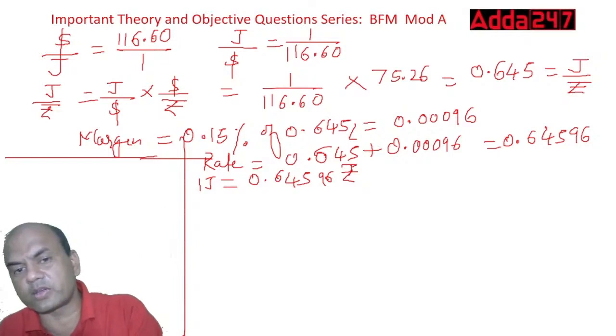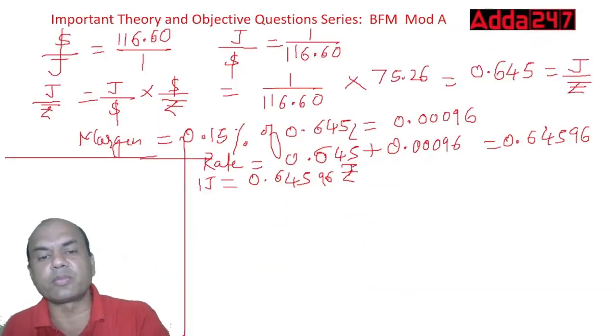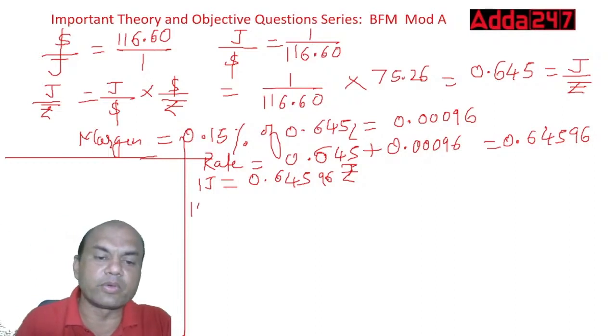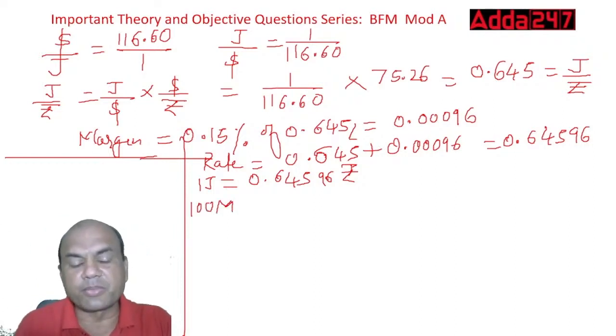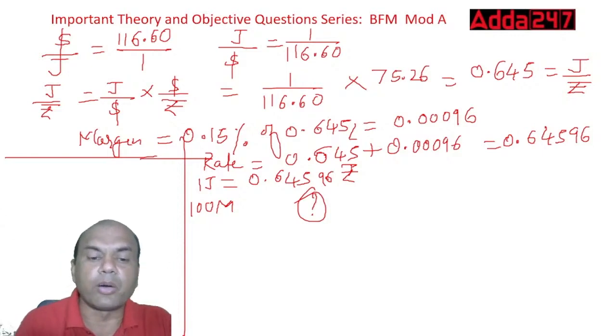But what do I want? Do I want INR or JPY? I want 100 million JPY. So I want 100 million over here. 100 million JPY, so I'll write this below JPY. Now what is the question mark? Question mark is over here. So what will I do? I'll cross multiply. So how many rupees will I be debiting to that customer?